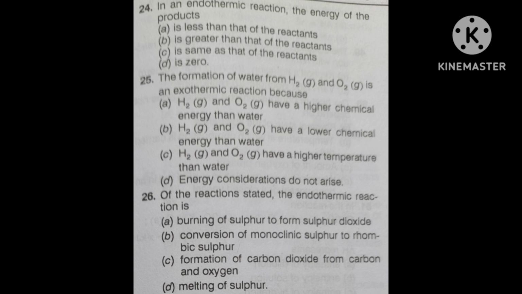Again I am repeating the question. In an endothermic reaction, the energy of the product: first, is less than that of the reactants. Second is greater than that of the reactants. Third is same as that of reactants. Fourth is zero. This type of question I have already discussed. Just think and answer.